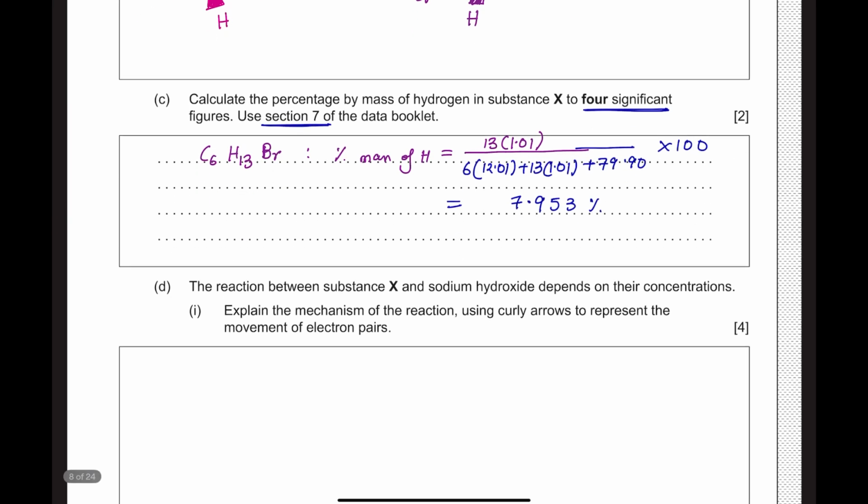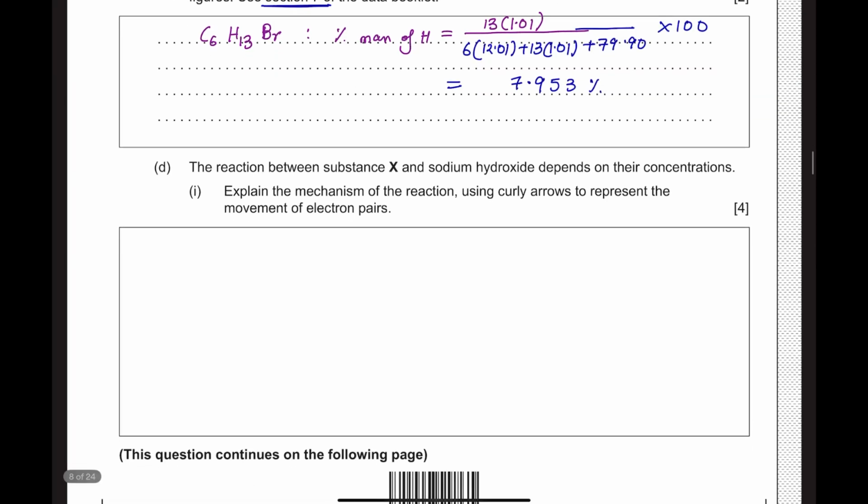Now, the reaction between substance X and sodium hydroxide depends upon their concentrations, right? So, the concentration of the substance and the concentration of sodium hydroxide. If any of these substitution reactions depend upon the concentration of both the nucleophile and the substrate, then it's an SN2 reaction. In SN1 reaction, only the concentration of the organic compound matters, right? But in SN2, both matter. So from just this statement, I know that it has to be an SN2 reaction.